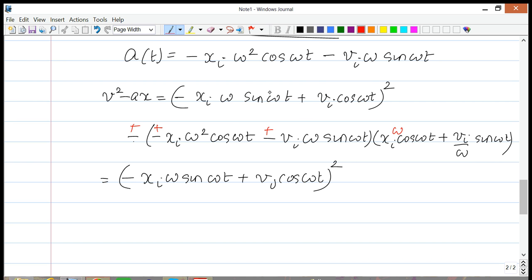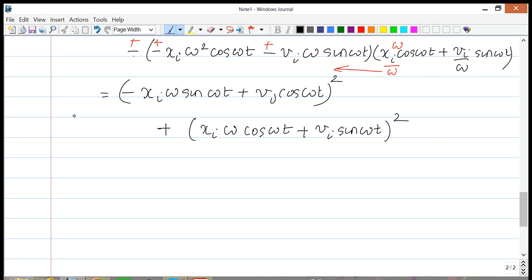So this will be omega and then divide by omega, and so I get xi omega cosine omega t plus vi sine omega t in the numerator, and the denominator is omega. But I can move this omega to this side, and you see I have the two terms here which I can cancel out in the omegas. Okay, so the second term is simply plus xi omega cosine omega t plus vi sine omega t the whole square. Okay, so we get that.